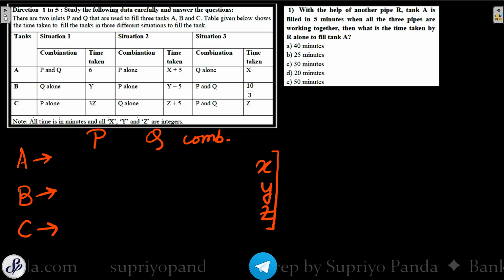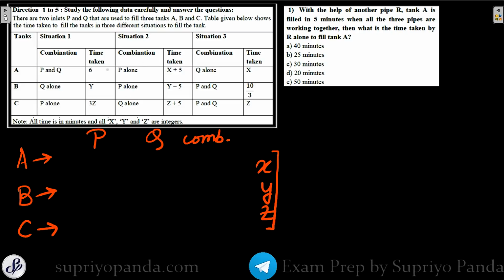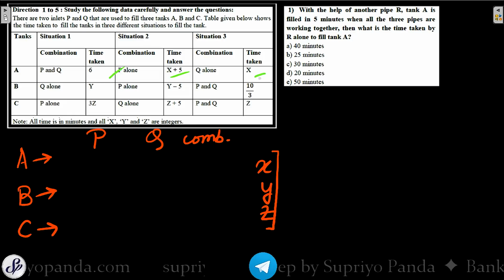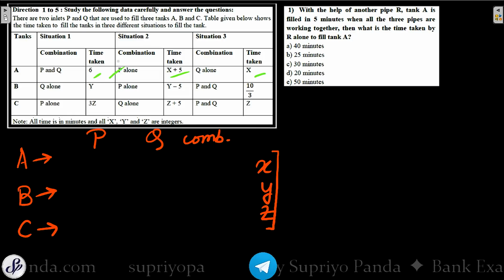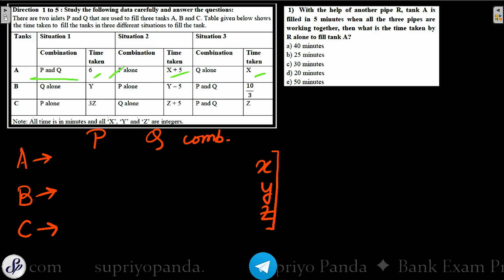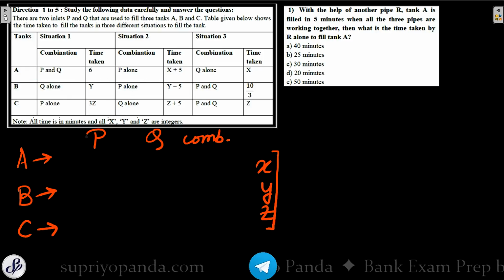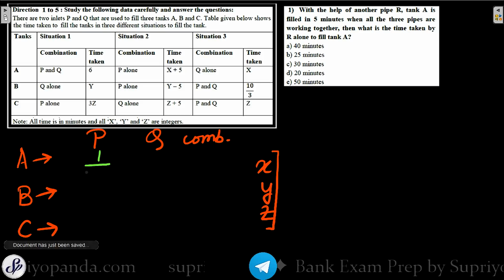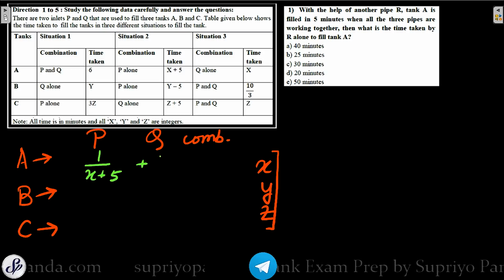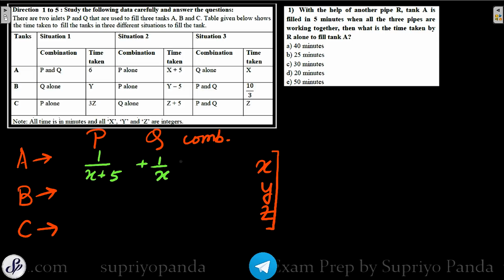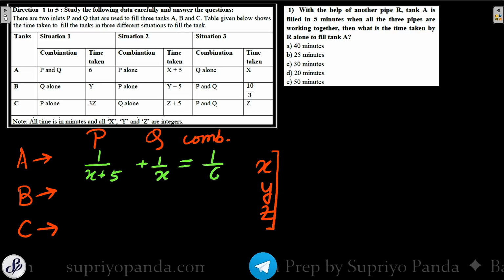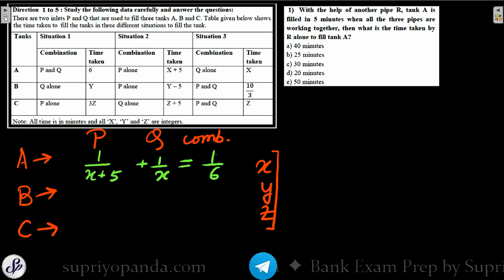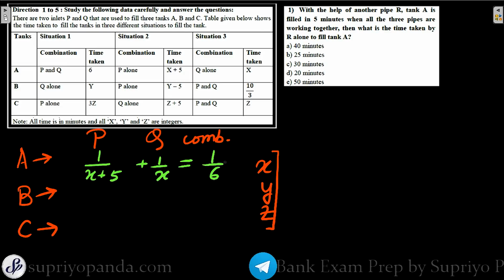So now that we have this, how can we construct our table? Consider for tank A, for P alone it takes X plus 5 time, right? And for Q alone it takes X, and the combined time is 6. So seeing the first row over here, can we rephrase this and form our equation? So P takes X plus 5 time. So can I write 1 by X plus 5 plus 1 by X, which is the Q alone, and the combined it is 1 by 6. So understand what I did over here. I just summed up P's work and then Q's work and then the combined work. So in this way I can write it for all the three tanks.